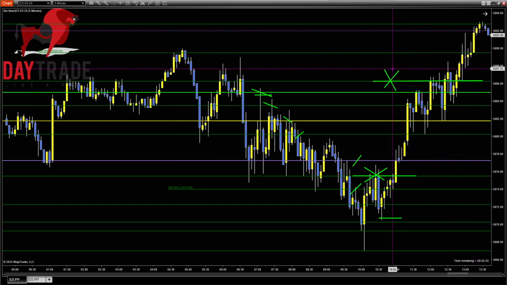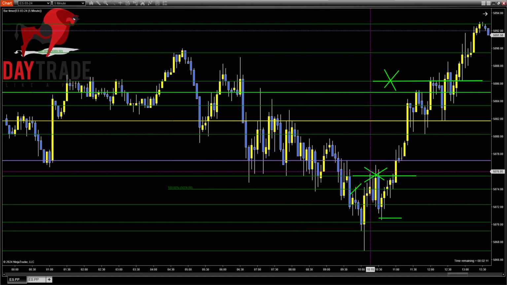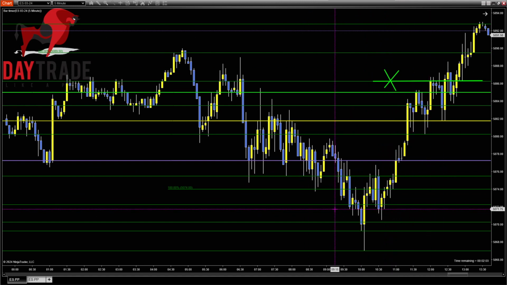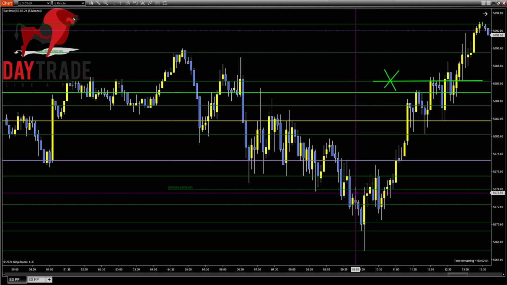So you want to start thinking like an institutional trader and thinking, where is it likely that we have big institutional orders waiting in the market? And when a level is tested versus a fresh level, then that's something to be aware of. Now, let's talk about when a level, let's see if we have a good example.